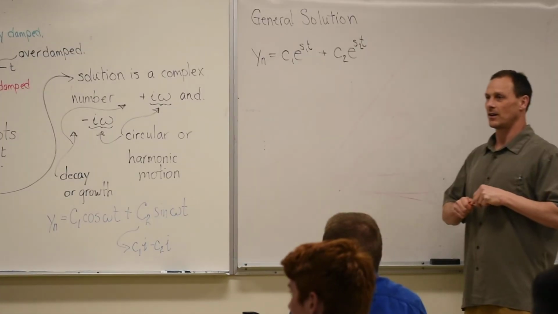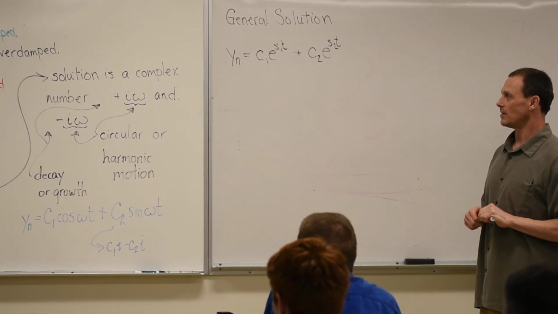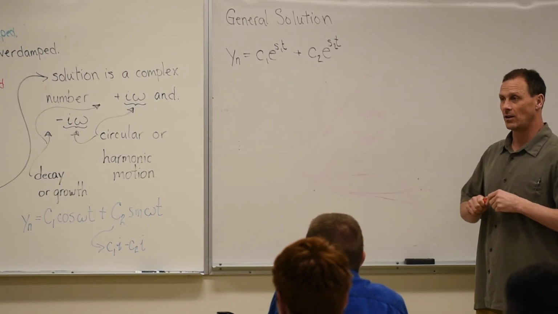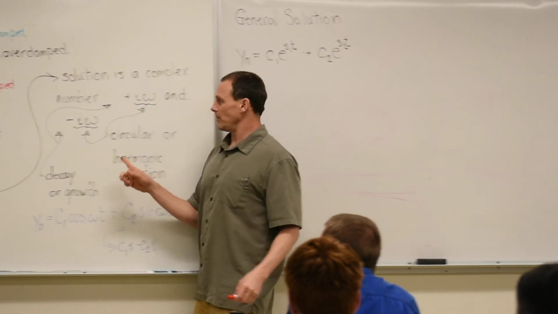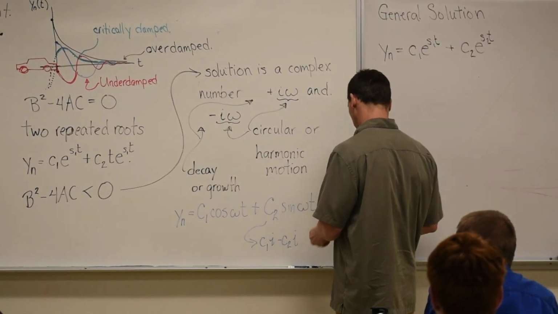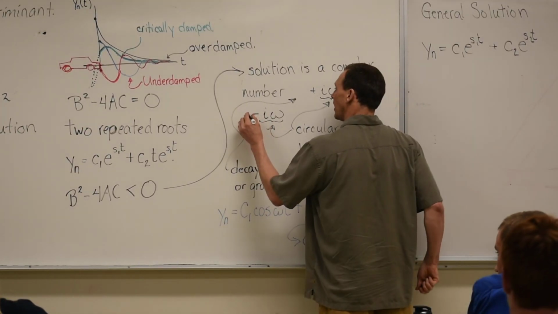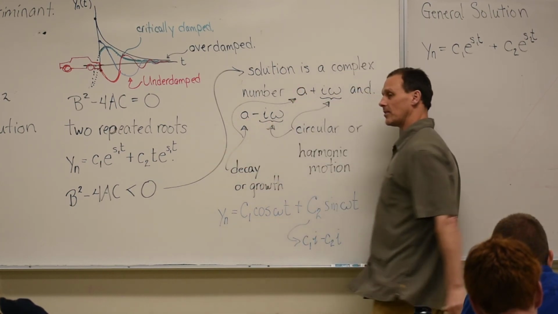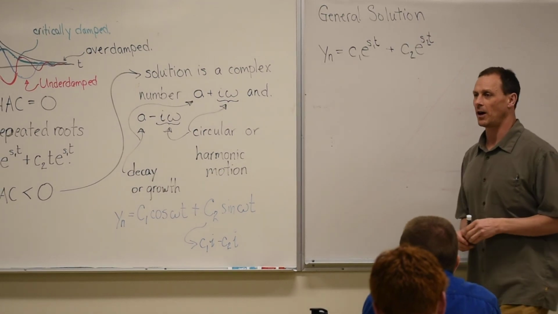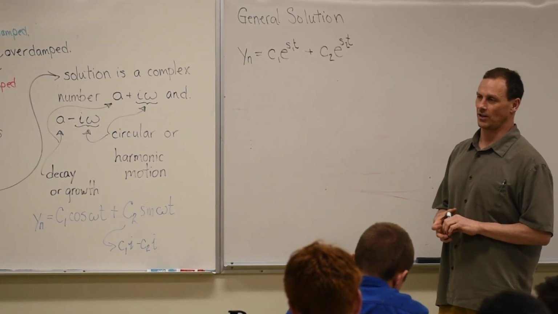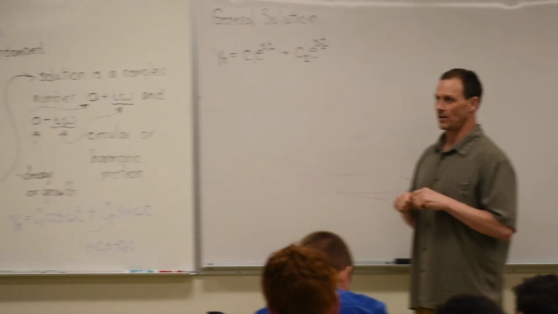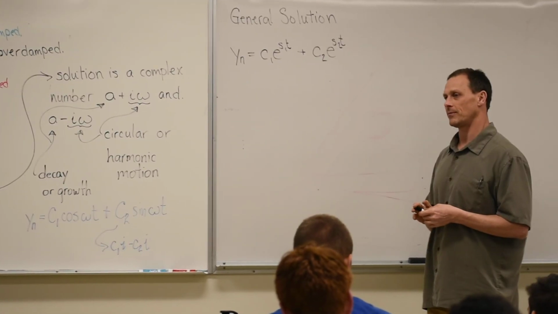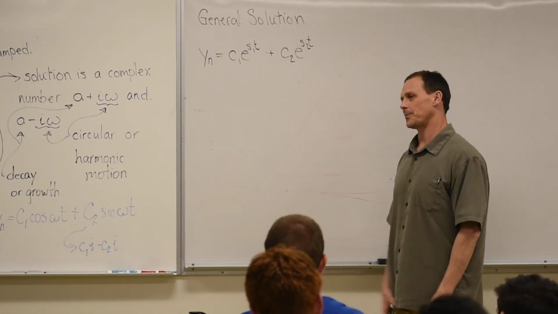Are these all negative? Yes, all of these imply that. A is negative. It's a decay factor, and this is negative too, because if it's positive, the system's just going to go out of control. So we would call it something different. It's unstable. Yep, it's unstable.